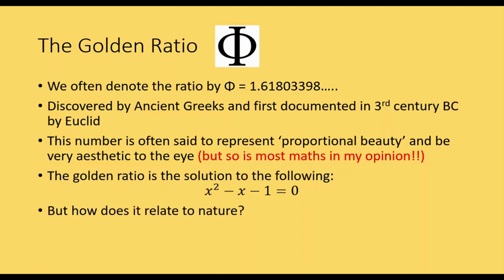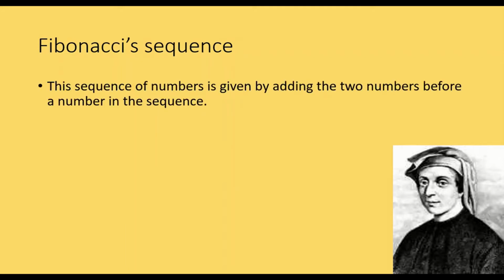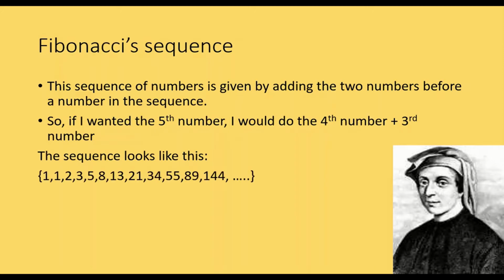Well, before studying that, we can look at the Fibonacci sequence. Now, you might be well aware of this sequence because it is famous, and it's given by adding the two numbers before a number in the sequence. So if you wanted the 5th, for example, you'd add the 4th and the 3rd together. And it looks like that. So 1, 1, 2, 3, 5, 8, and so on. And this is an infinite sequence, so it never ends.